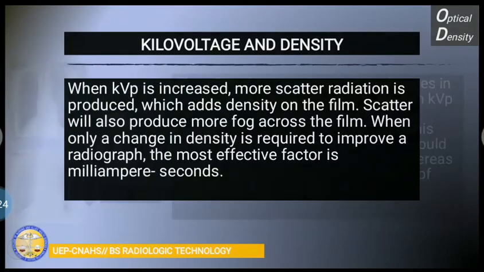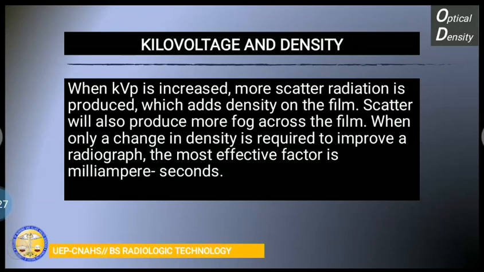Okay, so when kVp is increased, more scatter radiation is produced, which adds density on the film. Scatter will also produce more fog across the film.